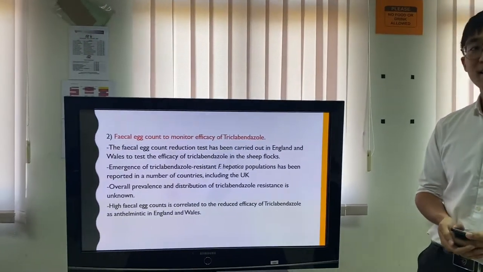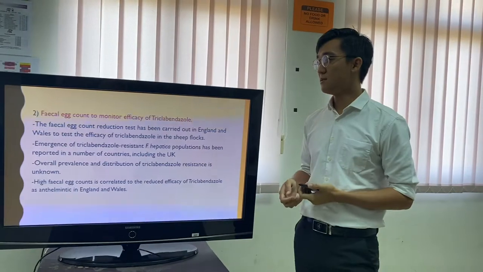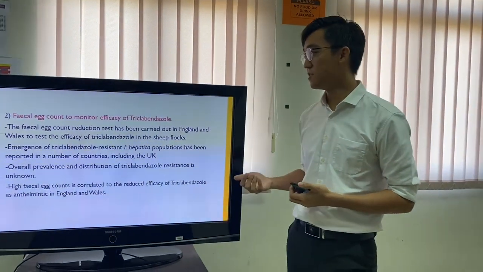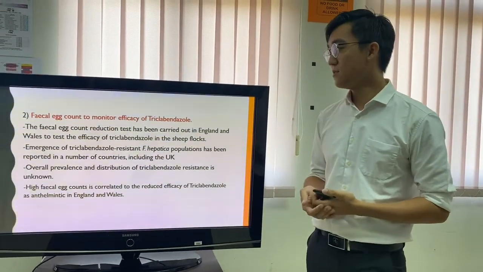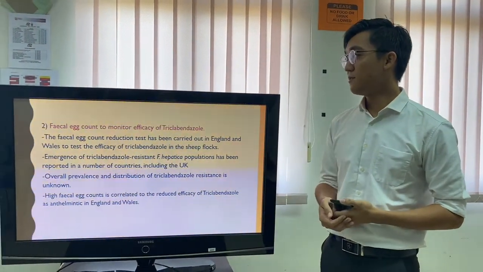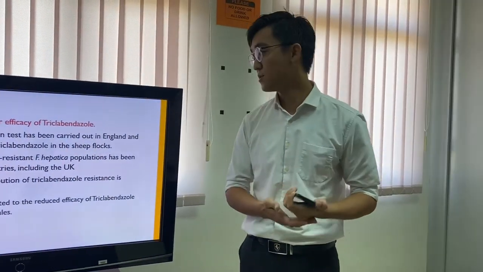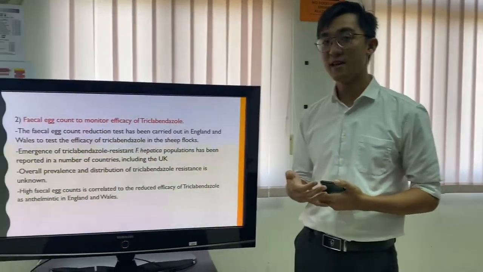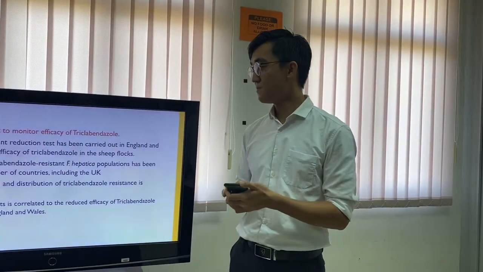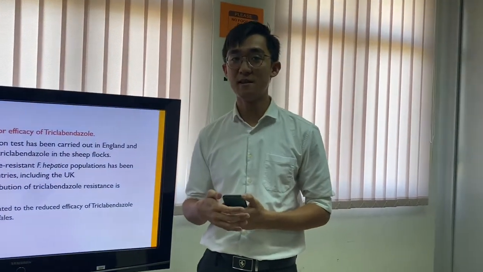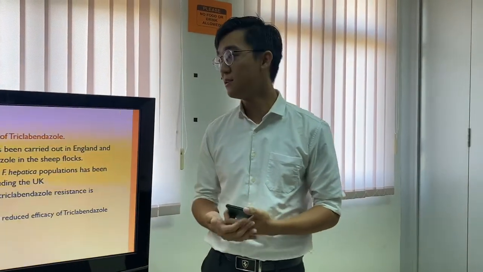Next. So secondly, another control method is to do fecal egg count to monitor the efficacy of triclabendazole. This is very important because there is recorded emergence of triclabendazole resistance in Fasciola hepatica populations in numerous countries, including the United Kingdom. The fecal egg count reduction test has also been carried out in England and Wales to test the efficacy of triclabendazole in sheep flocks. High fecal egg counts correlate with reduced efficacy of triclabendazole. Meaning that if the triclabendazole is low in efficiency, the fecal egg count will show a numerous amount of eggs, and this will indicate the decrease of efficacy of the triclabendazole.